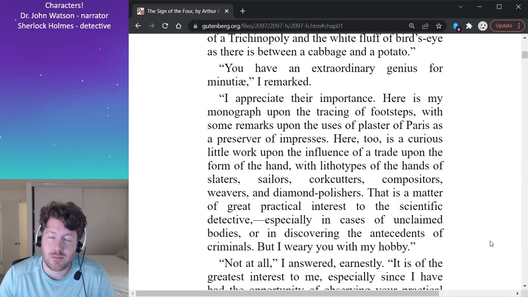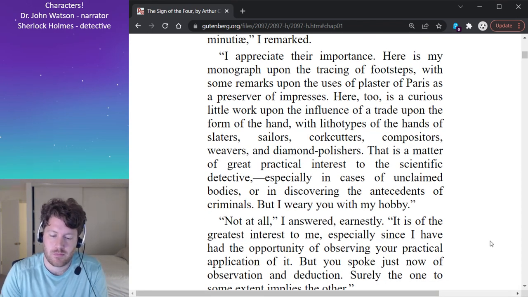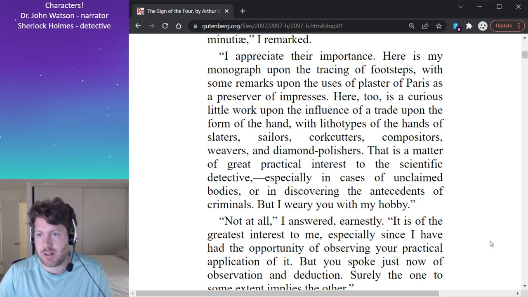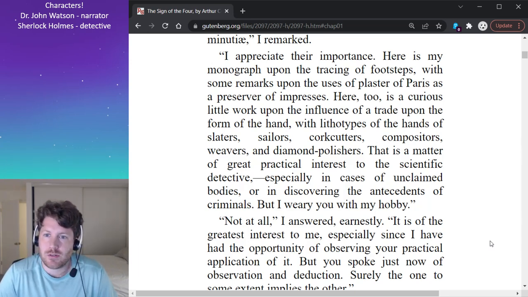I appreciate their importance. Here is my monograph upon the tracing of footsteps, with some remarks upon the uses of plaster of Paris as a preserver of impresses. Here, too, is a curious little work upon the influence of a trade upon the form of the hand, with lithotypes of the hands of slaters, sailors, cork cutters, compositors, weavers, and diamond polishers.